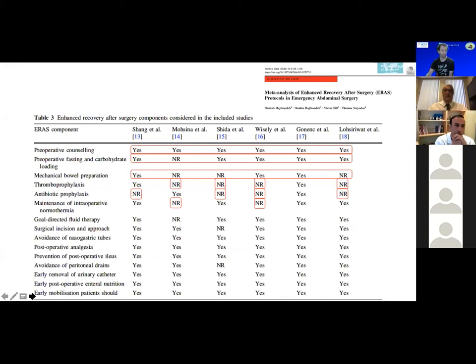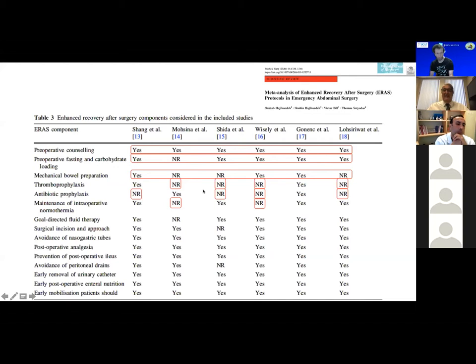Because some of these things are really important to be widespread throughout the whole spectrum of surgical practice in acute care surgery. But for instance, pre-operative counseling, well, if you have pre-operative counseling for 2 minutes, is that valid compared to elective practice? So that's questionable. Some of those studies didn't mention the importance of preoperative fasting and carbohydrate loading. Is this feasible in emergency surgery when you need to take people immediately to the operating room?